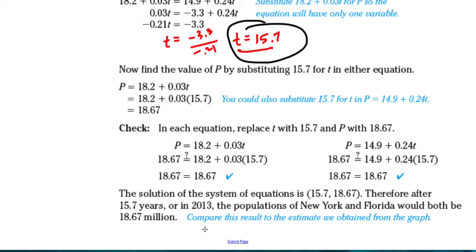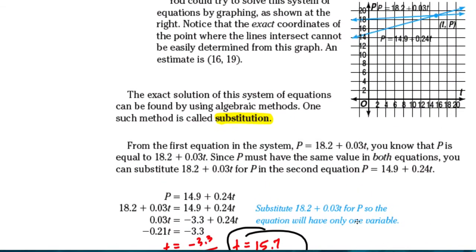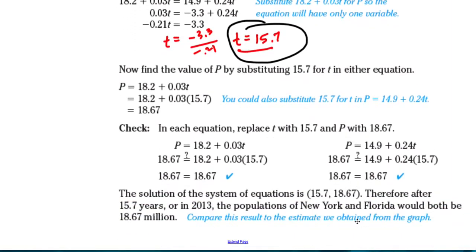Now it's your job to check online to see if this is true or not, because this book was printed way before 2013. Let's see if the prediction came true or not. If you compare this result to the estimate, our estimate was around 16 and 19. It's pretty close, but it's not an exact answer. So using the graphing method is not really an exact answer for this one.